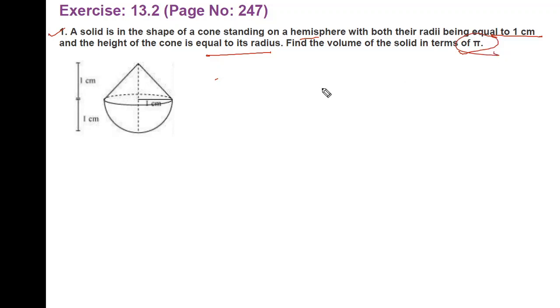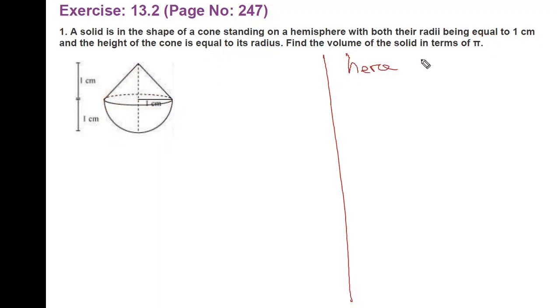So here you have a solid. The shape of the solid is a hemisphere, you can see, and a cone is above the hemisphere, and the dimensions are given. Radius is equal to 1 centimeter. Which radius? Radius of the hemisphere and radius of the cone, both are the same. So let's start. As both the radii are the same, you can write here r equal to 1 cm. So what we have to find? Find the volume of the solid.